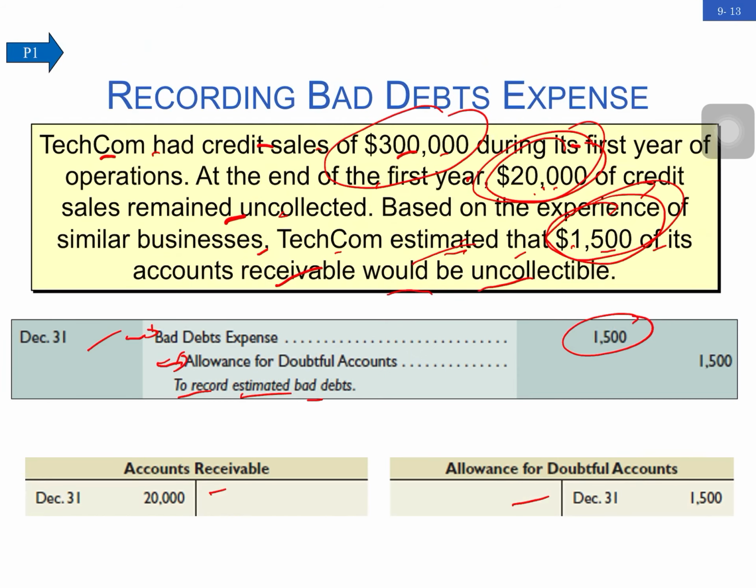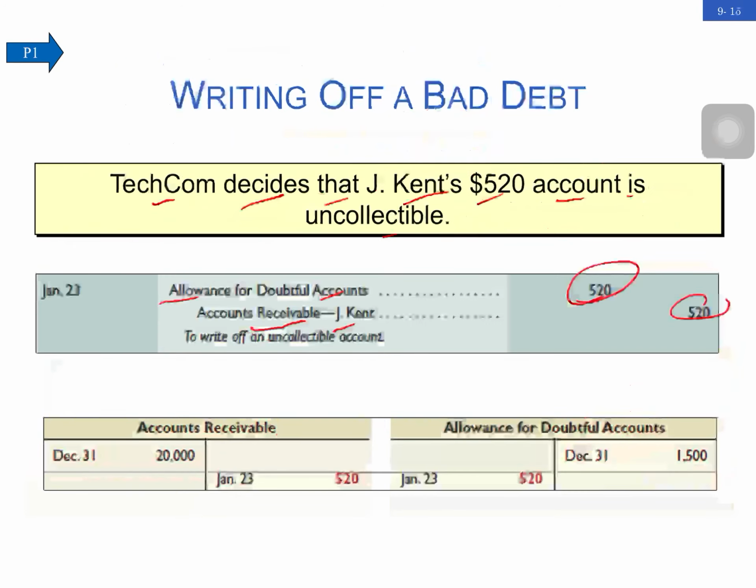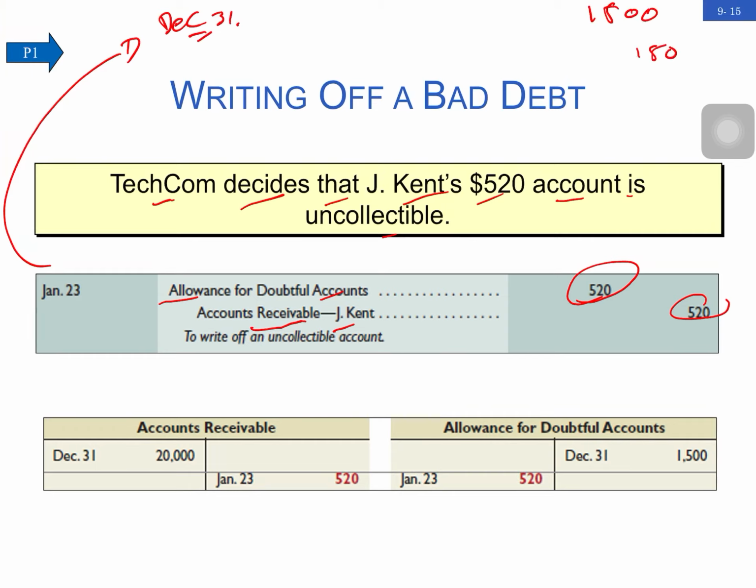Okay, before this, in this slide, I will copy this slide. So on December 31st, you record that on this date you estimate that you cannot collect 1,500. Okay, so for this one you record bad debt expense on debit and then allowance for doubtful accounts, AFDA, 1,500.